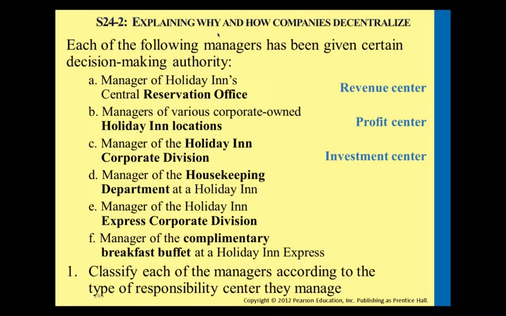So do you start to understand better? All right. Manager of the Holiday Inn Express corporate division. So we have again this corporate division, right? That's overlooking the investment strategies. Manager of the complimentary breakfast buffet at the Holiday Inn Express. Cost. Why is this cost? It's not generating revenue.